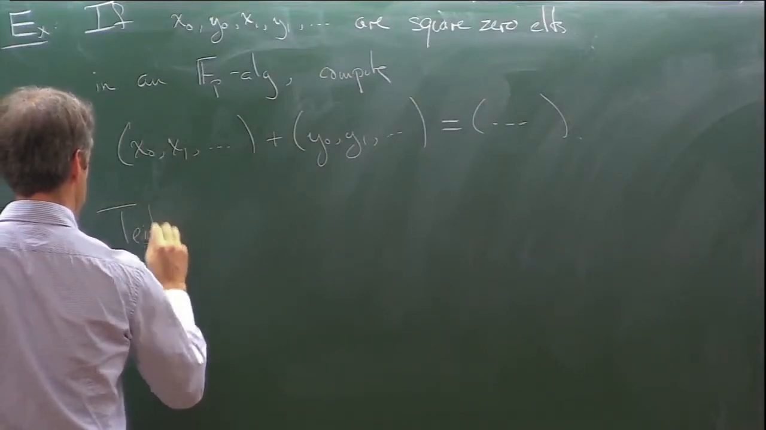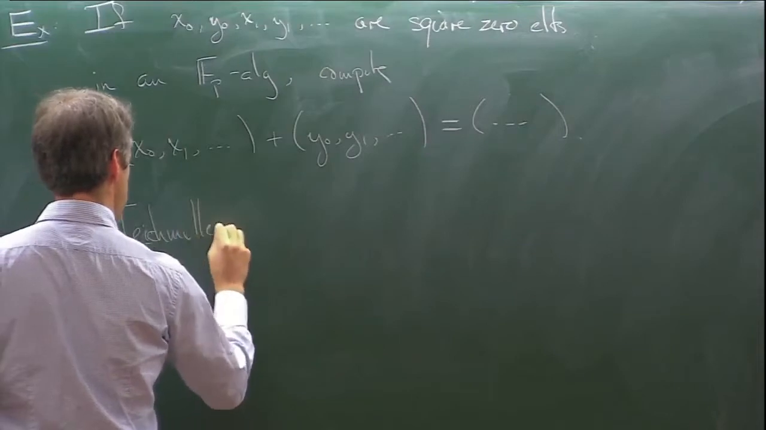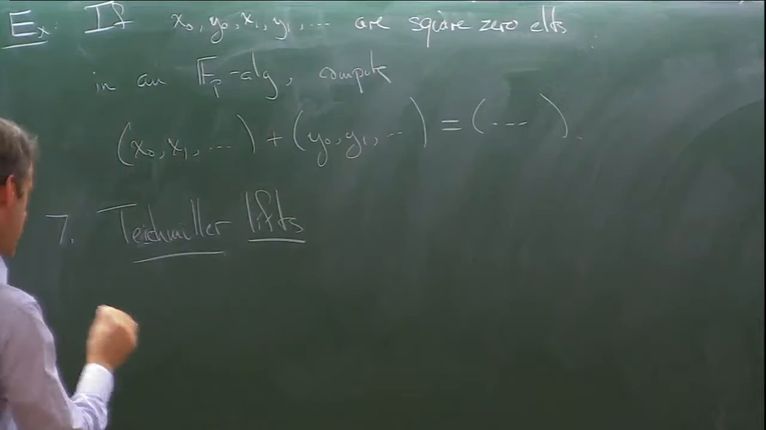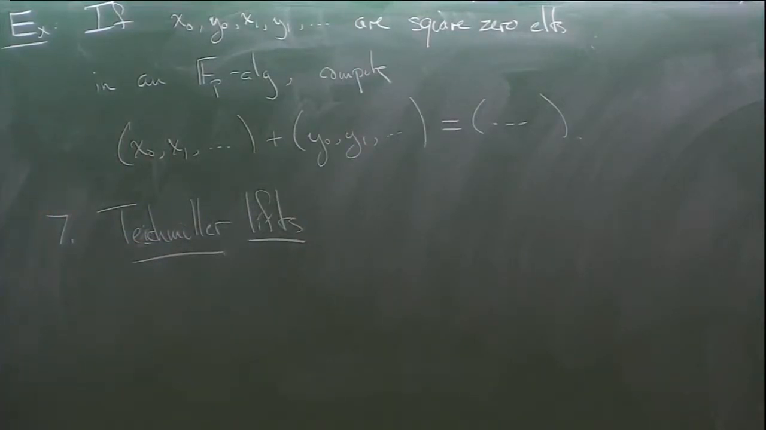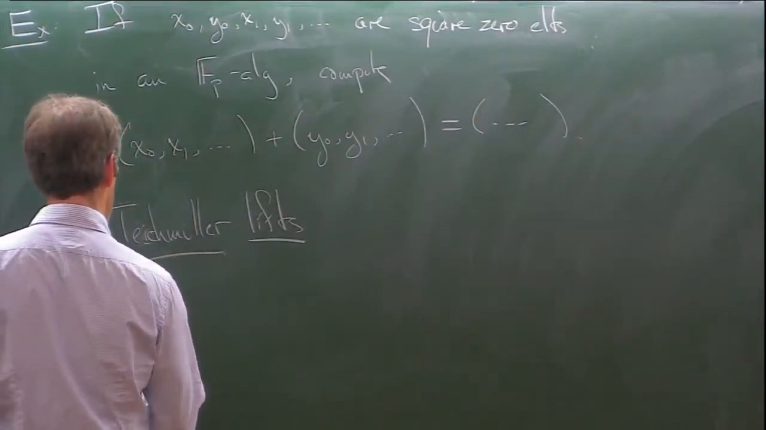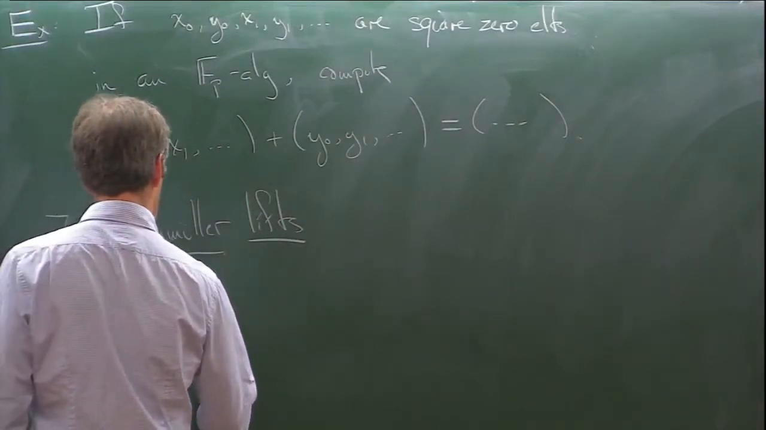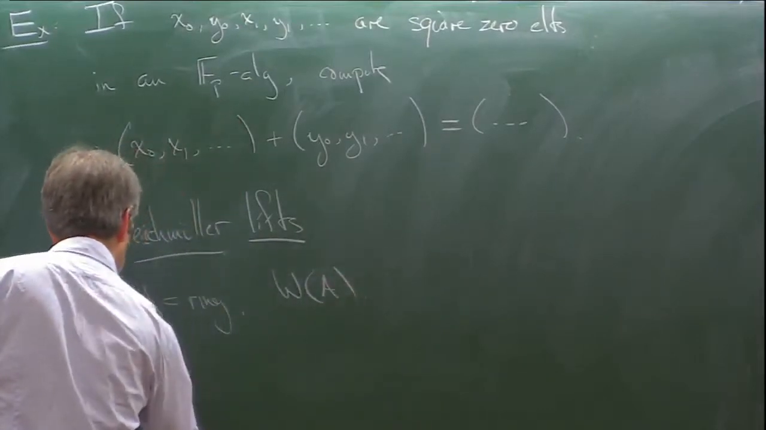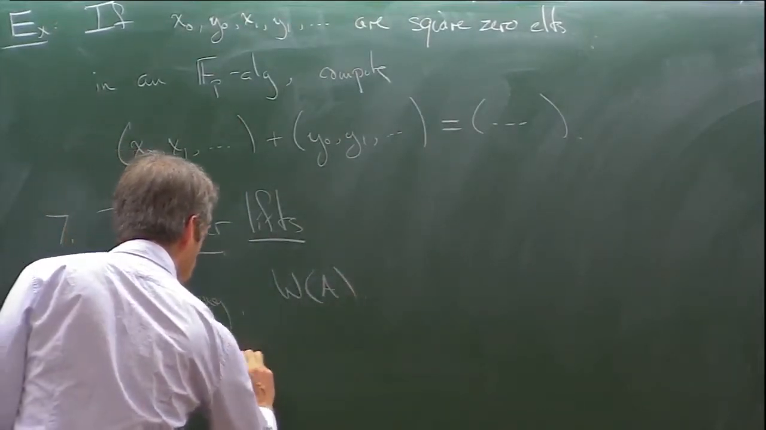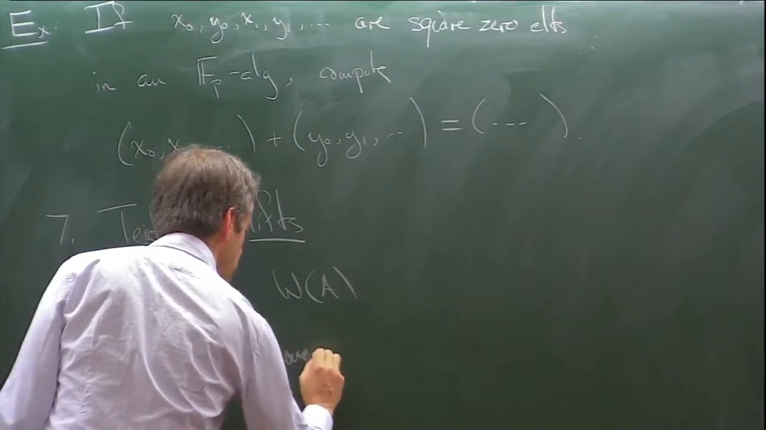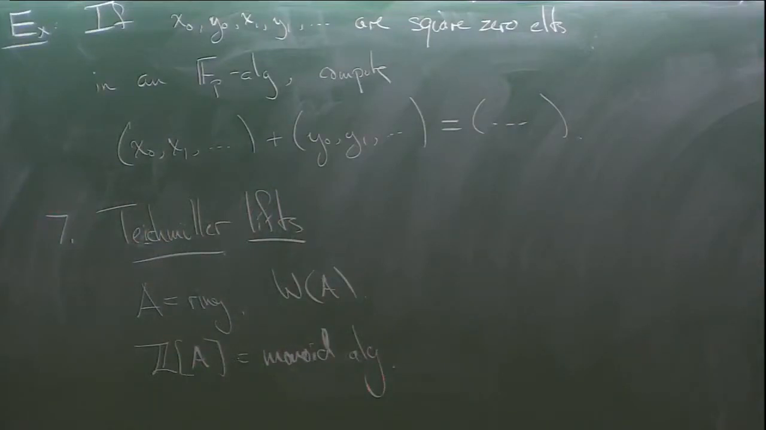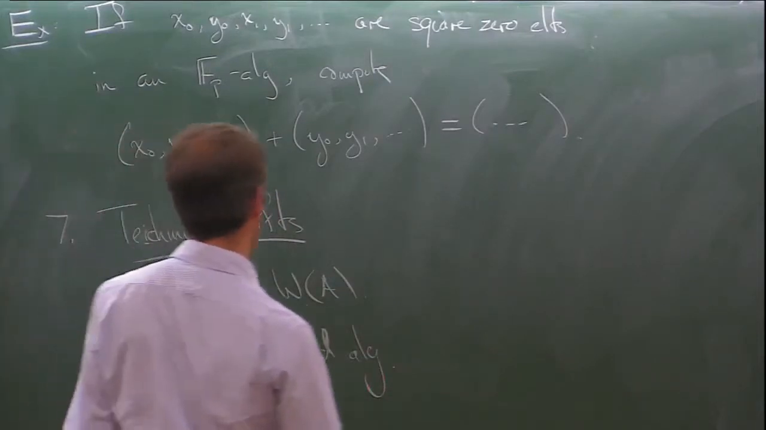Okay, so let me finally say what Teichmuller lifts are from this point of view. It's very easy. I want to do it in a coordinate independent way, but the coordinates are also very easy. So say A is a ring, and we can form W of A, and we can also form the monoid algebra. So we view A just as a multiplicative monoid, and we form the monoid algebra on it.